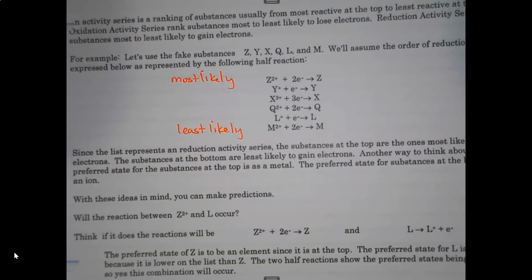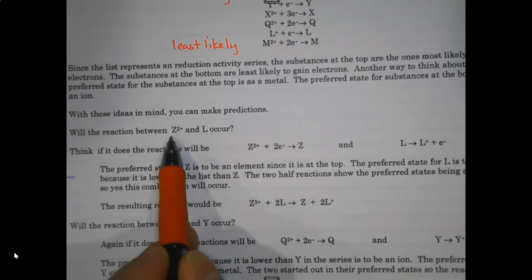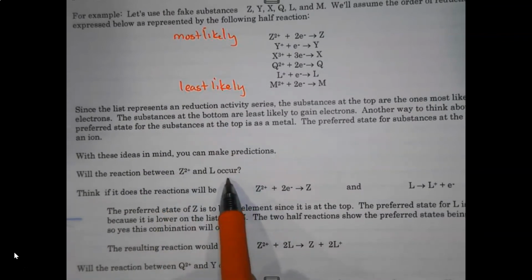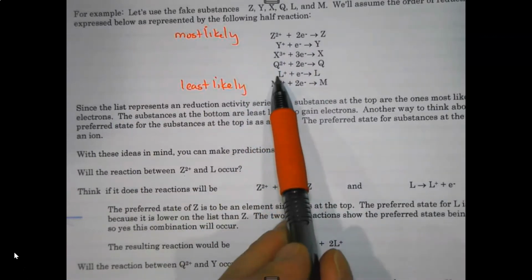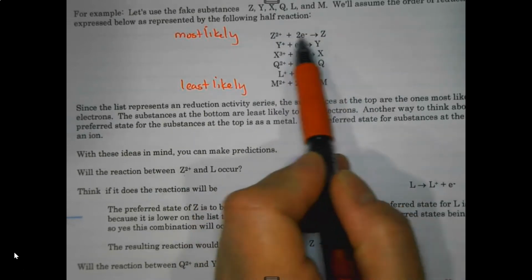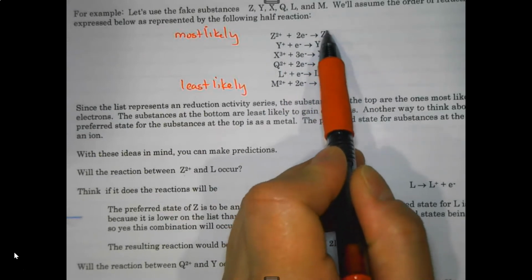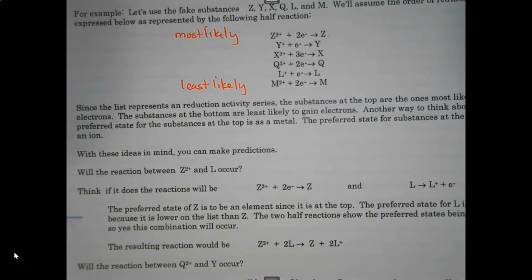All right, so let's take a look at some examples just to review. Now I feel like I zoomed in a little too much. Okay, so let's consider the reaction between Z2+ and L. Z2+ is the very first guy on the list. L is almost at the bottom. So Z in this case is higher than L. Since Z is higher than L, Z is the one that wants to be the metal. It's the most likely reaction to happen. So Z wants to be the metal. L is the substance that more likely will stay as a plus.